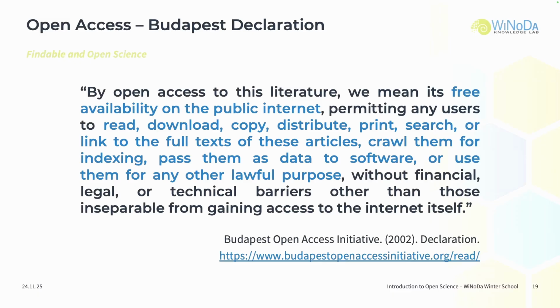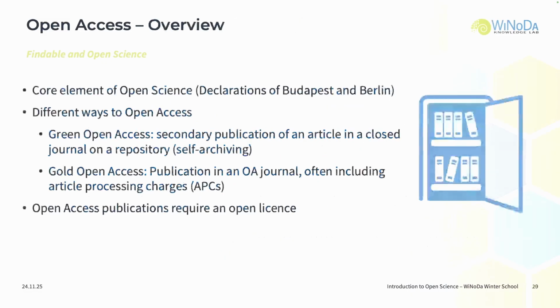And from the Declaration of Budapest, this extract is from, and you see the two key points are the free availability on the internet on the one hand, and then the free reuse. You see this long list of things you should be able to do with the data set. These are key to open access.